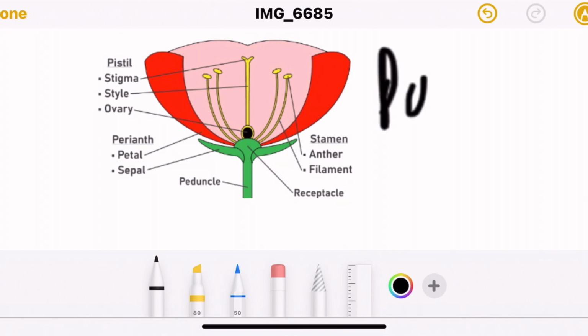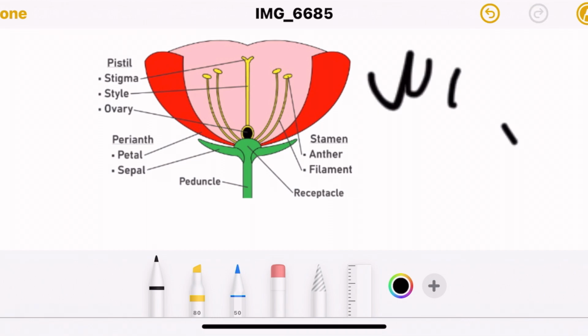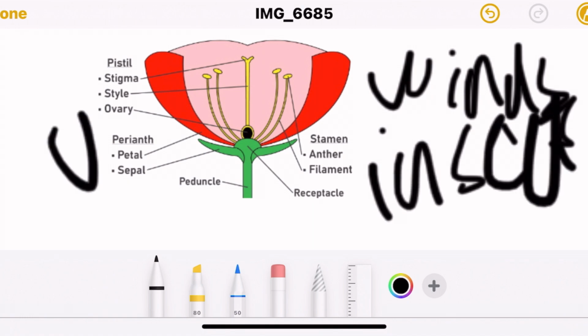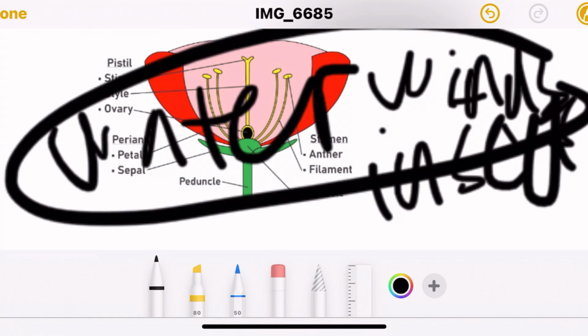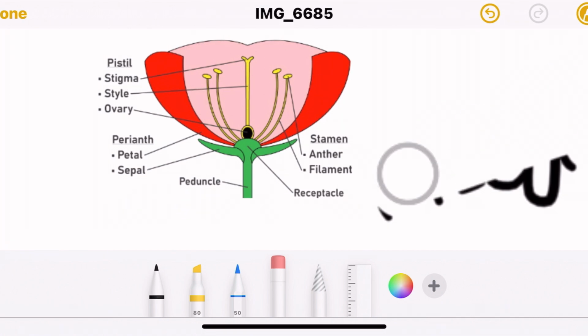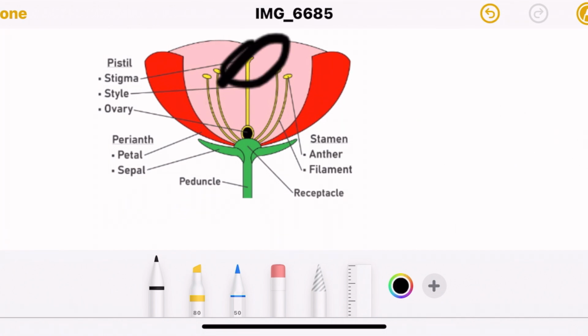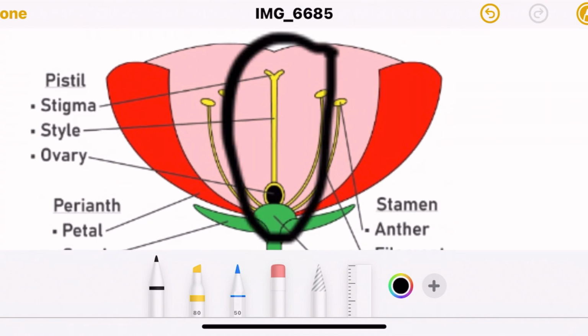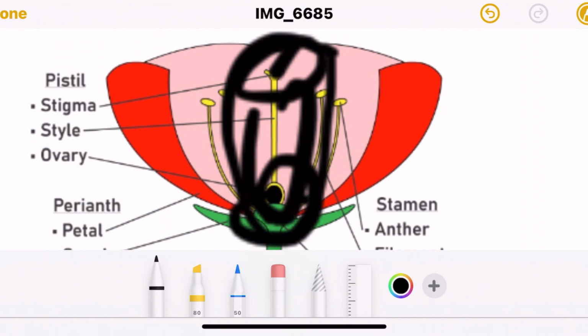The pollen grain obviously is non-living, so it does not have wings or legs or a tail to swim. It comes due to external factors like wind, insects, or water. Through these factors, the pollen reaches the stigma. And this whole thing is known as the pistil, also known as the carpel. This is the stigma, the style, and the ovary.